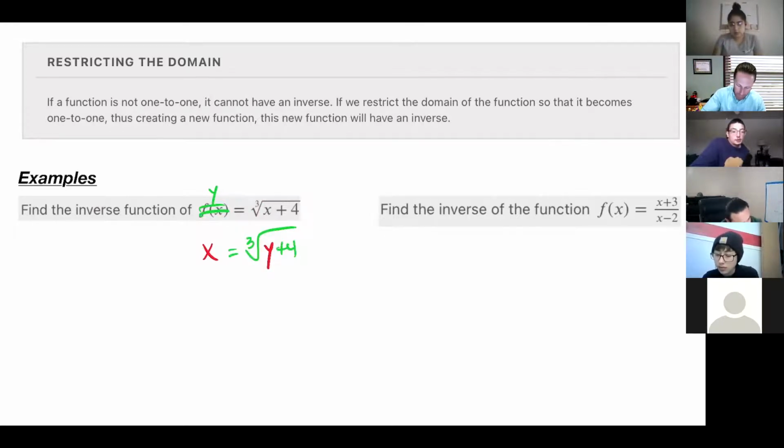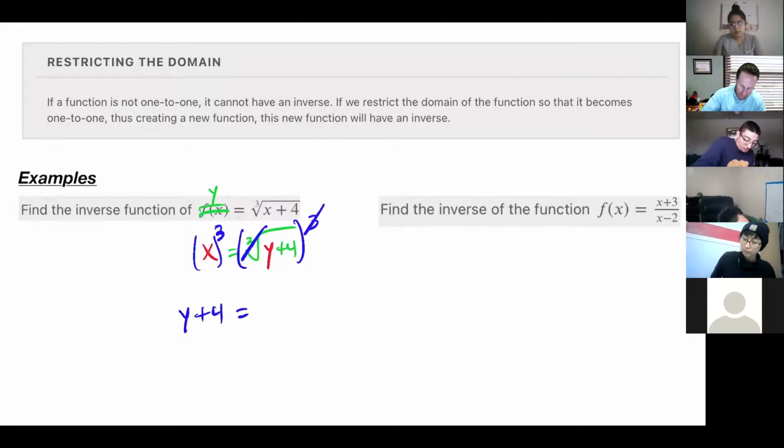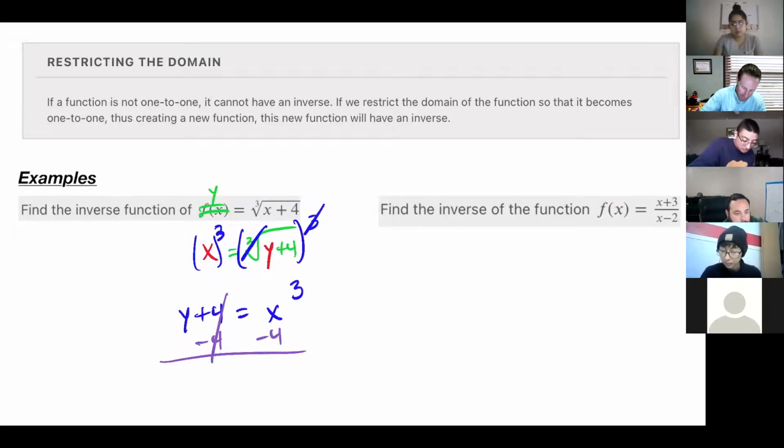What are we going to do first? Can we just square it to get rid of the square root? It is not a square root, but you're right. We are going to cube it to get rid of the cube root. Very good. So these will cancel out, and I will have y plus 4 on one side and x cubed on the other. And what's my last step to getting y by itself, everyone? Subtract 4 from both sides so that cancels, and I get y equals x cubed minus 4.